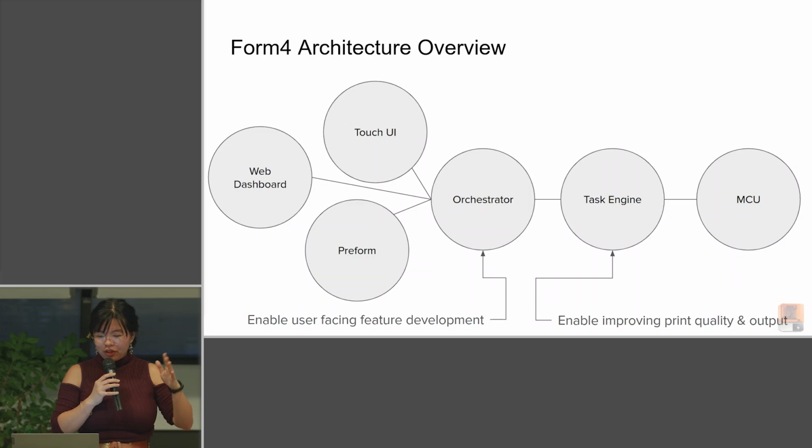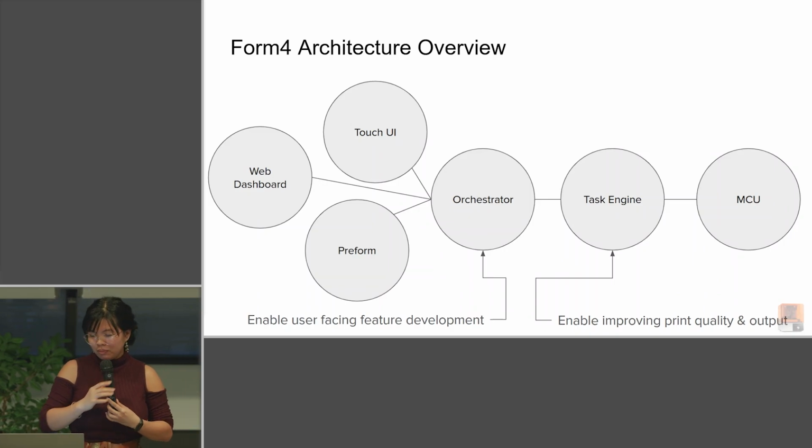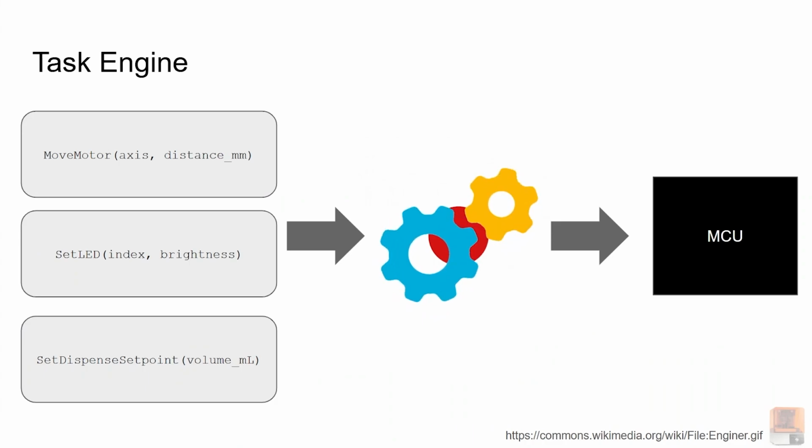Basically, you have the Task Engine talking directly to the microcontroller, and the only component that talks to Task Engine is Orchestrator, but Orchestrator is then responsible for talking to the TouchUI, the web dashboard, and Preform. This is basically a hardware abstraction layer, if you're familiar, but instead of the hardware it's abstracting basically the entire printer device. So yeah, what is Task Engine?